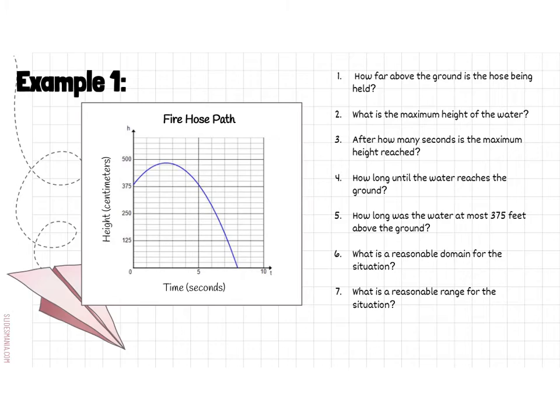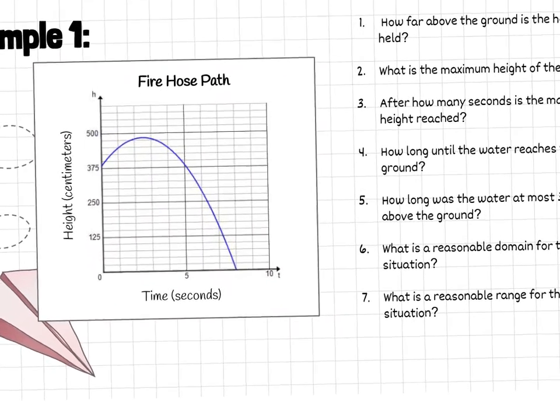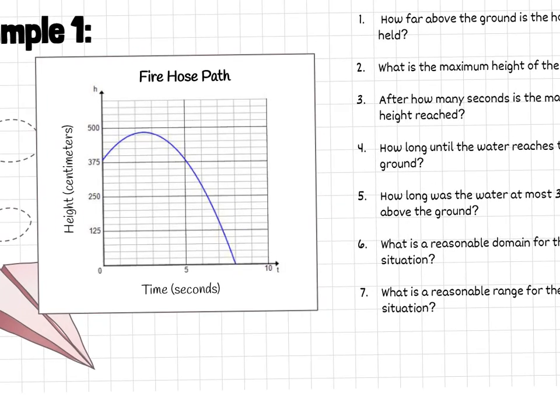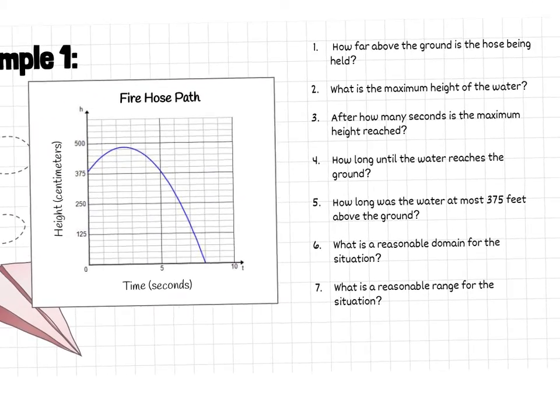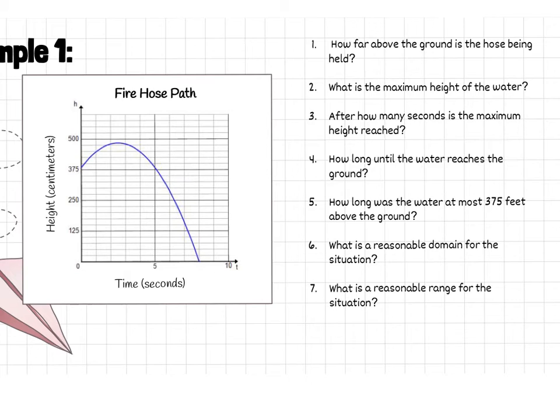So here we have a fire hose path. So we have a graph, and I'm basically going to go through here and answer these questions. This is not a whole lot of know-how to explain. It's a lot of kind of just reading a graph. So yes, they're the key attributes, but if you're like, oh great, I didn't understand those and now she's wanting me to do those again, really and truly, if you can just read this graph, I think you'll be okay.